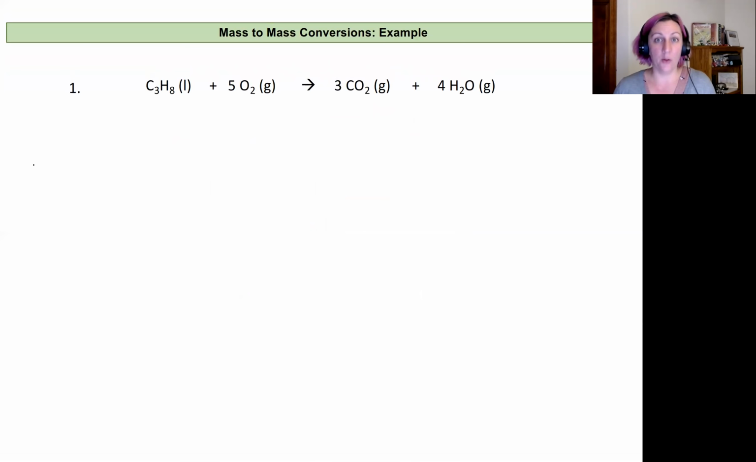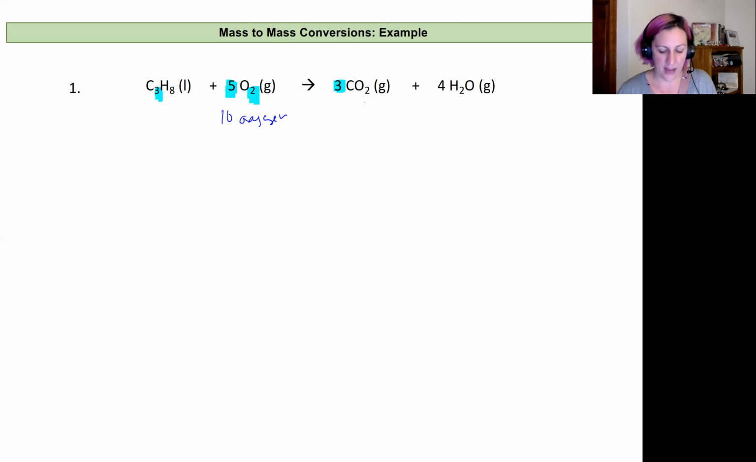So step 1, we are going to balance this chemical equation. And we'll just walk through this. It looks like I already did it. There we go. So we'll confirm that this is a balanced equation. So we have a 3 right here in front of our product, carbon dioxide, because we have 3 carbons in our reactant. We have 5 times 2, we have 10 oxygen atoms.